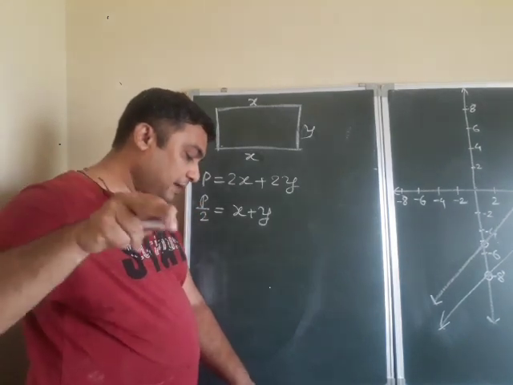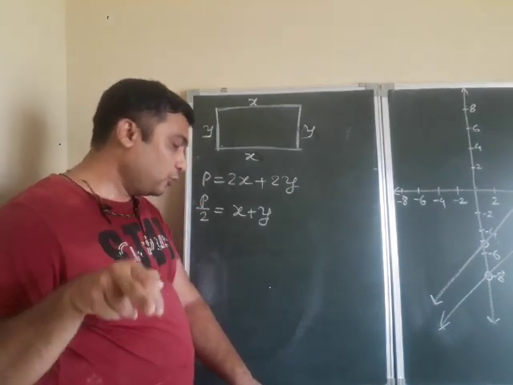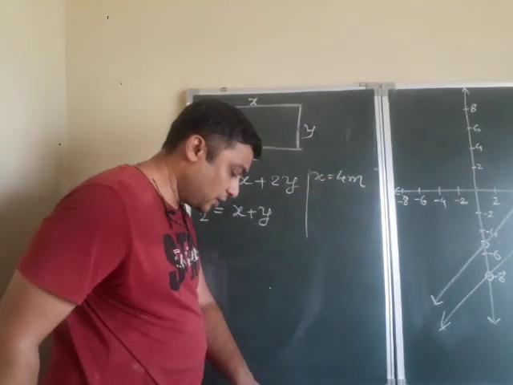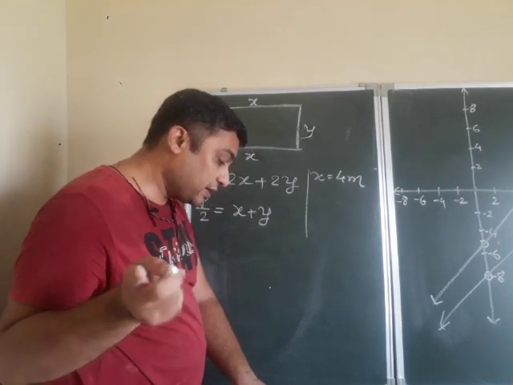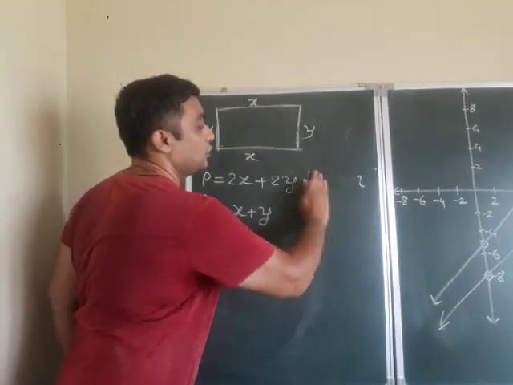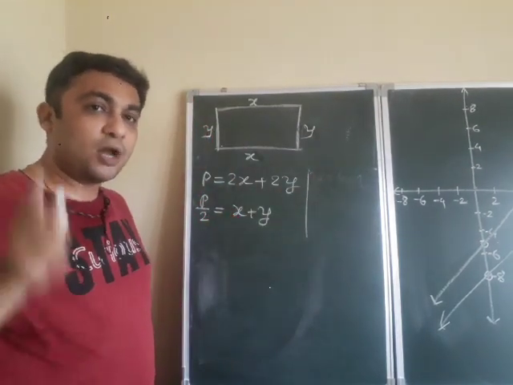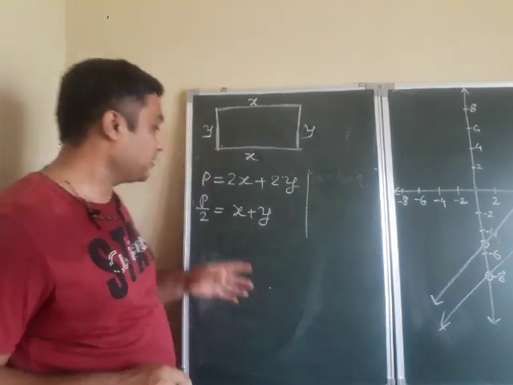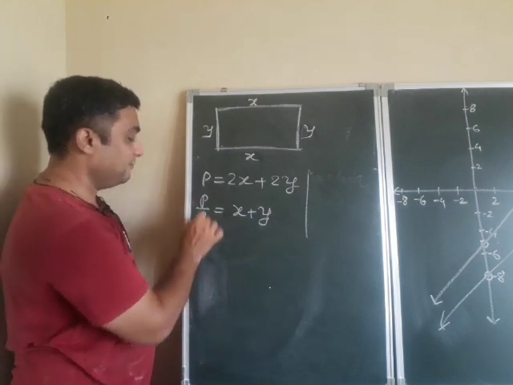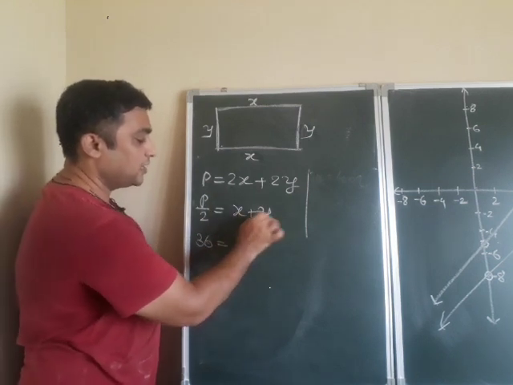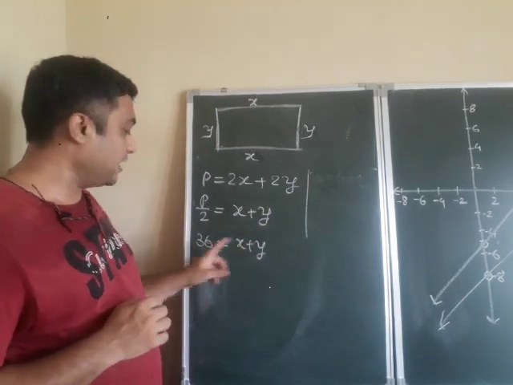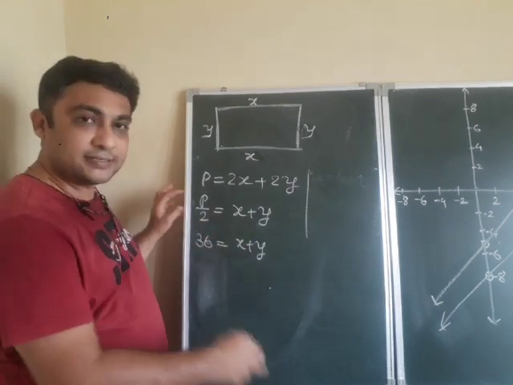See, half the perimeter of rectangular garden whose length is 4 meter more than its width is 36 meter. मतलब half perimeter given है. हाँ या ना? So p by 2 की value given है. What is the value of half perimeter? 36. But half perimeter is equal to x plus y. So one equation तैयार हो गया. Ready? x plus y is equal to 36. Half perimeter is given 36.